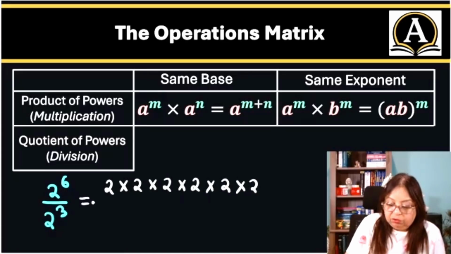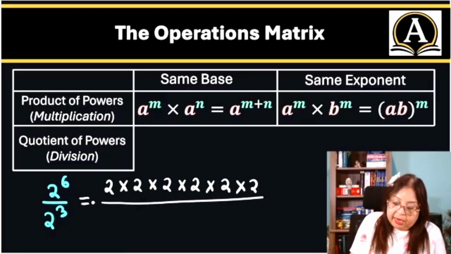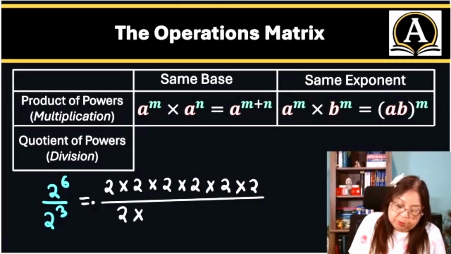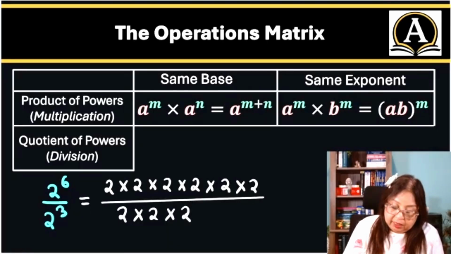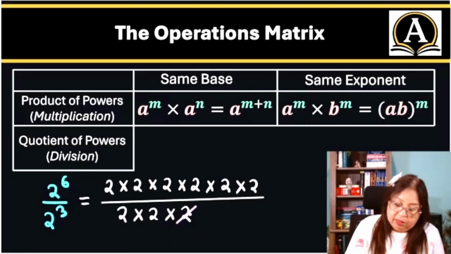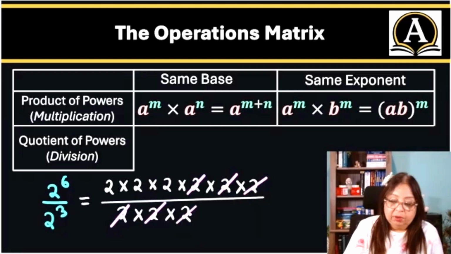Here you go. We got 6 2's at the top. And at the bottom, where we have 2 to the power 3, we will write it as product of 3 2's. How do we simplify it? Well, easy. Let's say this 2 at the bottom cancels out this 2 at the top. Likewise, this 2 at the bottom cancels out this 2 at the top. And this 2 at the bottom cancels out this 2 at the top.